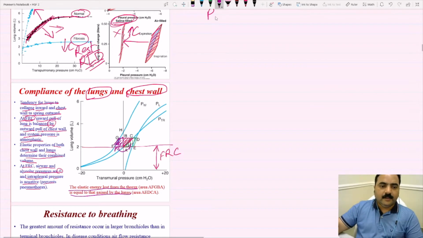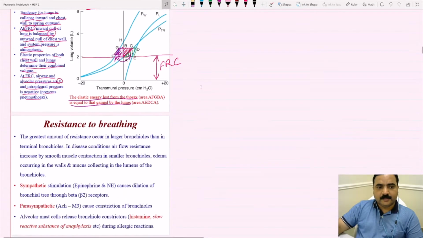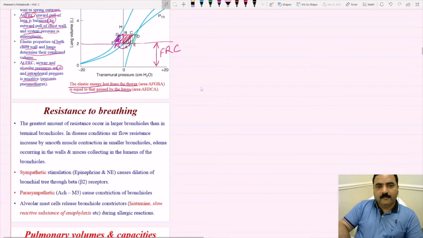Now let us look at another concept, the resistance to breathing. Alveoli don't have any smooth muscles, so the resistance to breathing is brought by the bronchioles, especially the smooth muscles. The greatest amount of resistance occurs in larger bronchioles rather than in terminal bronchioles. In disease conditions, airflow resistance increases by smooth muscle contraction in smaller bronchioles. Edema occurs in the walls and mucus collects in the lumens of the bronchioles.